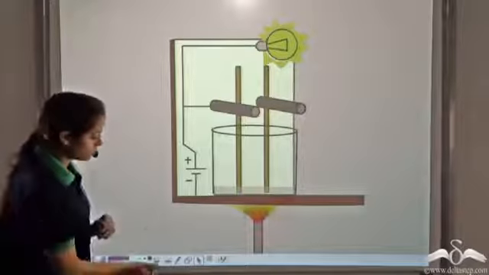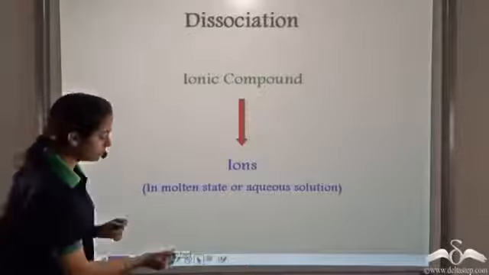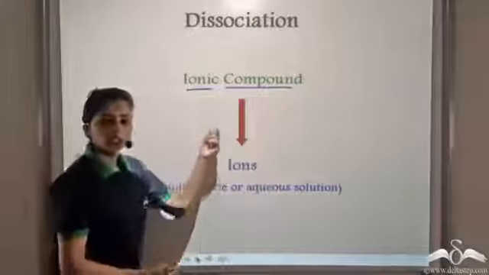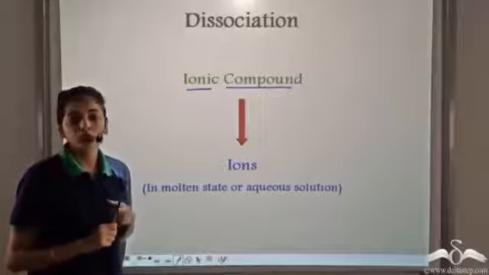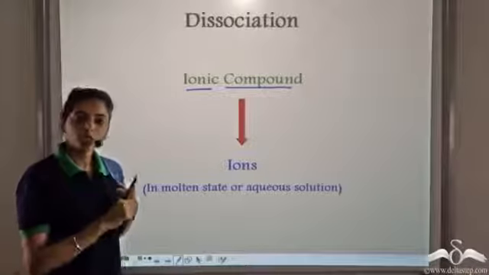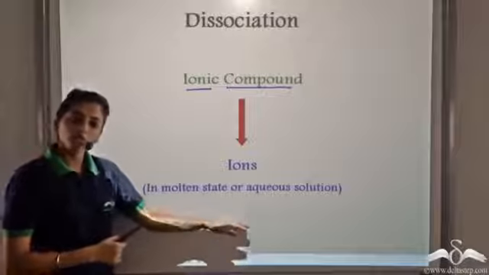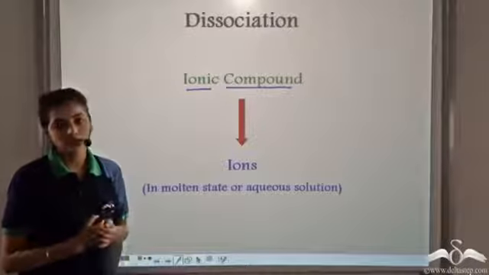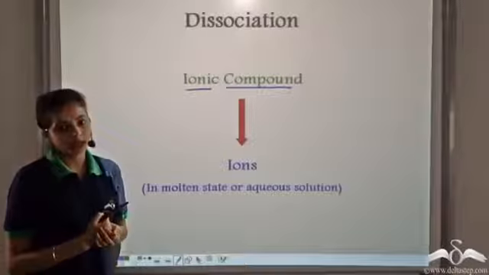So for ionic compounds, since sodium chloride is an ionic compound, they form ions in the aqueous solution or in the molten state. This process is known as dissociation. That is, the ionic compound dissociates to form ions.